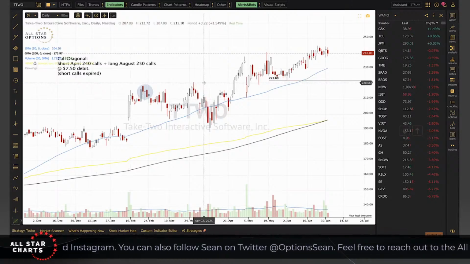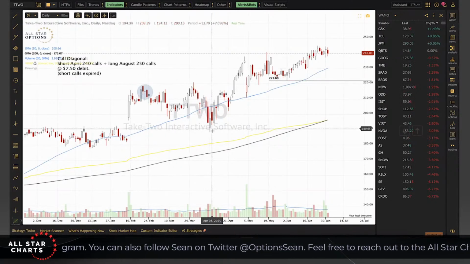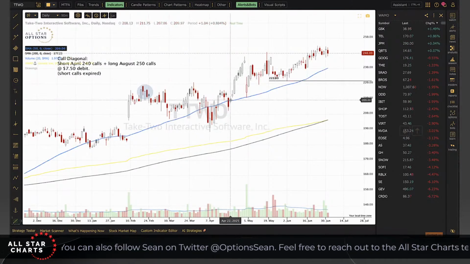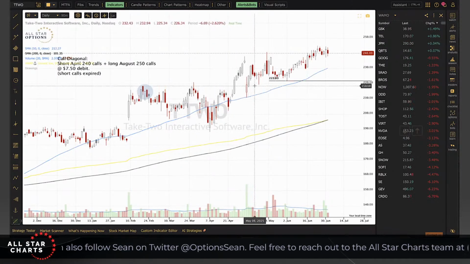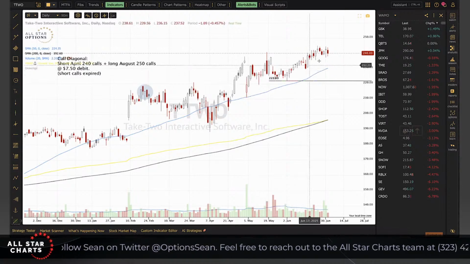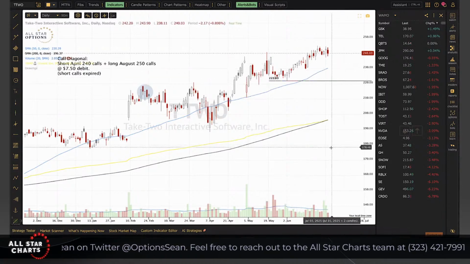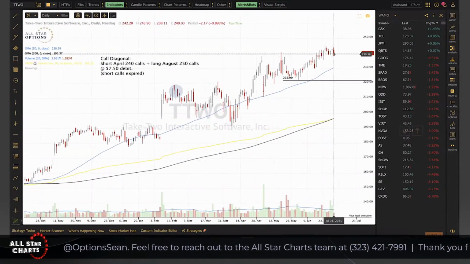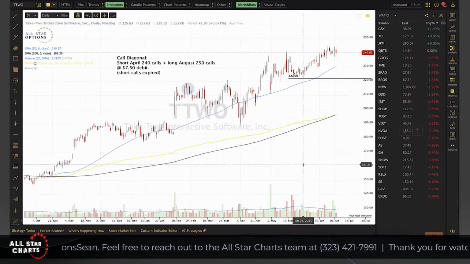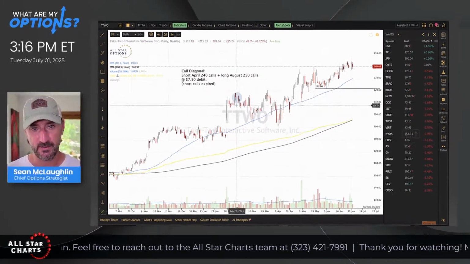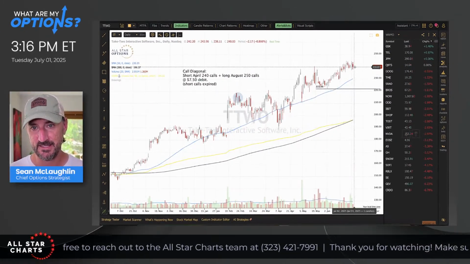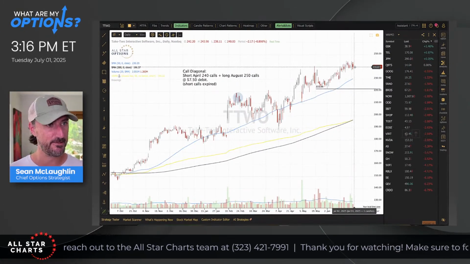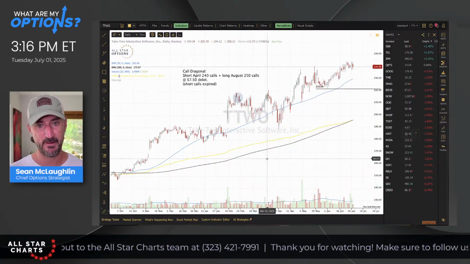And so they expired away worthless, left me long the August 250 calls, and I'm glad I held on to them, because look what we're doing. The stock has been just slowly grinding higher ever since. The stock's now trading around 240. My August 250 calls are still out of the money, but we're heading in the right direction. It's exactly what I wanted. I wanted those short calls to expire worthless, and now I'm in these August calls at a discounted price. All right, so that was my real world example.